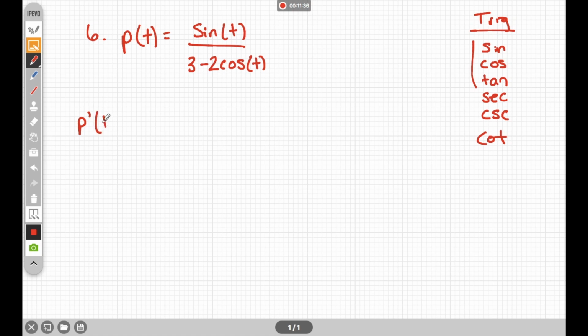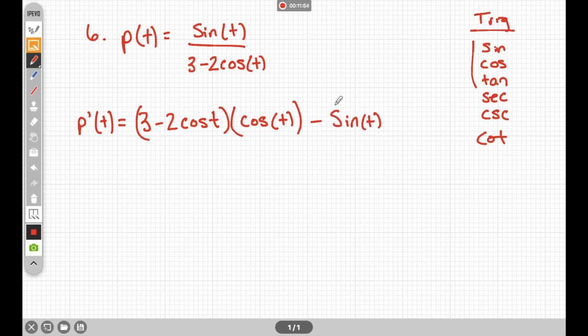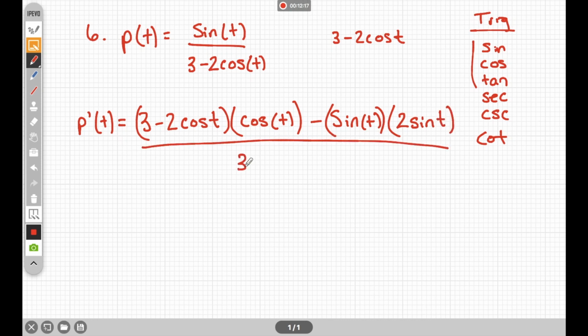This is just a quotient rule. We're going to go forth with it as a quotient rule. So down stays the same. D up, now we're going to take the derivative of sine t, which is cosine t, minus up is sine t. D down is going to be the derivative of the bottom, which, if you do the derivative of the bottom, 3 is going to go to 0. The derivative of cosine is negative sine, times a negative is just going to be sine. So this is going to be 2 sine t all over down squared.